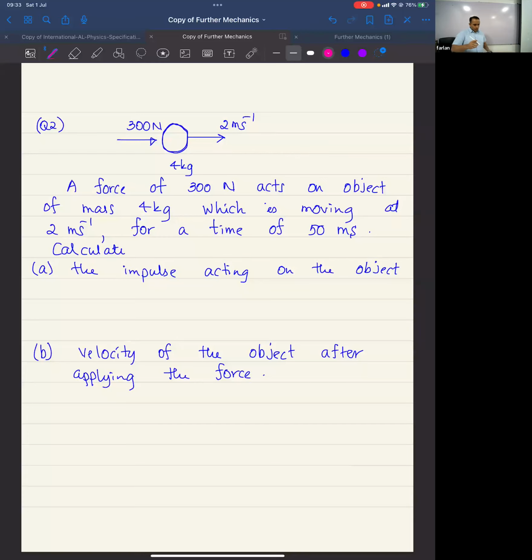Right. So there's a force of 300 newtons acting on the object for 50 milliseconds. So the impulse acting on the object will be what? Force into time. Force is 300 into time is 50 milliseconds, that is 50 into 10 to the power minus 3. Correct? So that will be 15 newton seconds. That is the impulse acting.